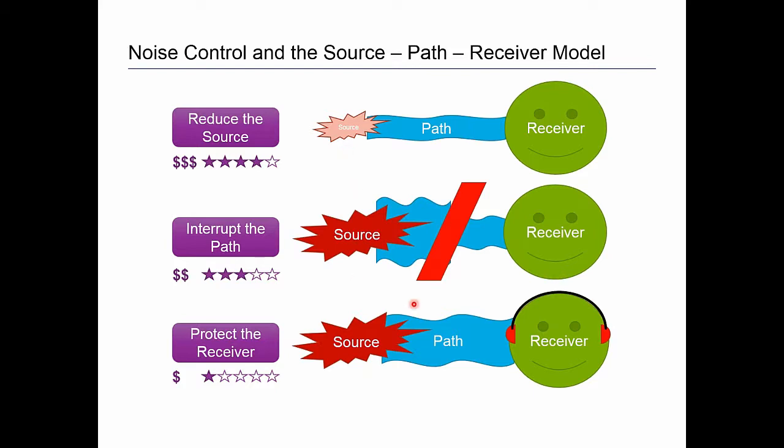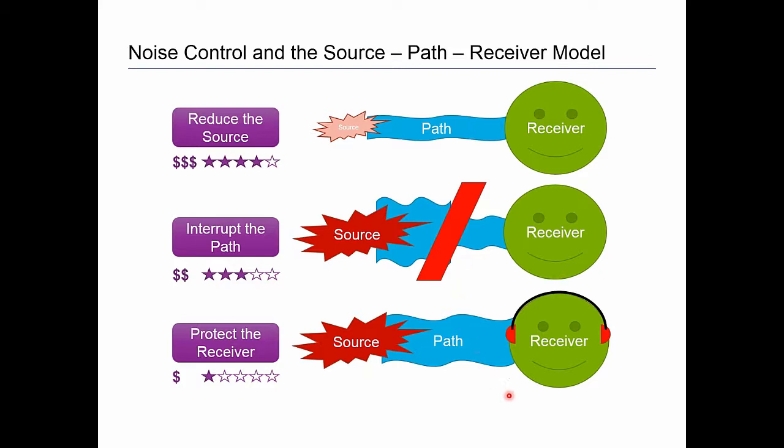And so your next option is to interrupt the path of sound. I'd say about 90 to 95% of noise control is involved with interrupting the path. It can be anywhere from completely ineffective to moderately effective, depending on the complexity of the situation and the challenges involved in breaking that path. And therefore, it's typically moderately expensive to do a good job.